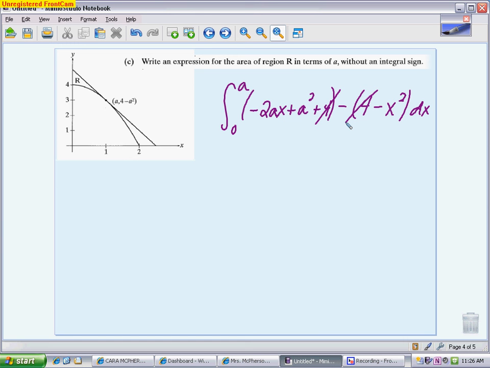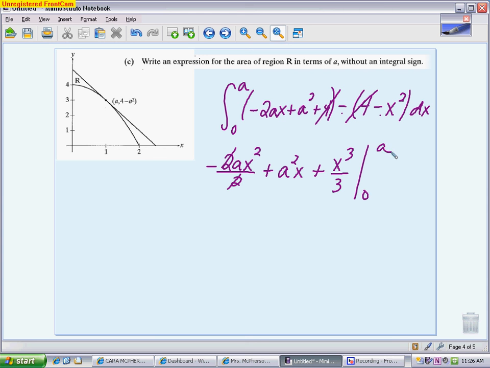And then I'm going to go through and integrate it. I'm going to integrate everything in terms of x. So I'm going to have negative 2a x squared over 2. I can cancel the 2's right away if I'd like. Plus a squared x. Remember, a is just a constant, so when I integrate a squared, I just get a squared x. And then this is going to be a minus, so I end up with plus x to the third over 3. And I'm going from 0 to a.